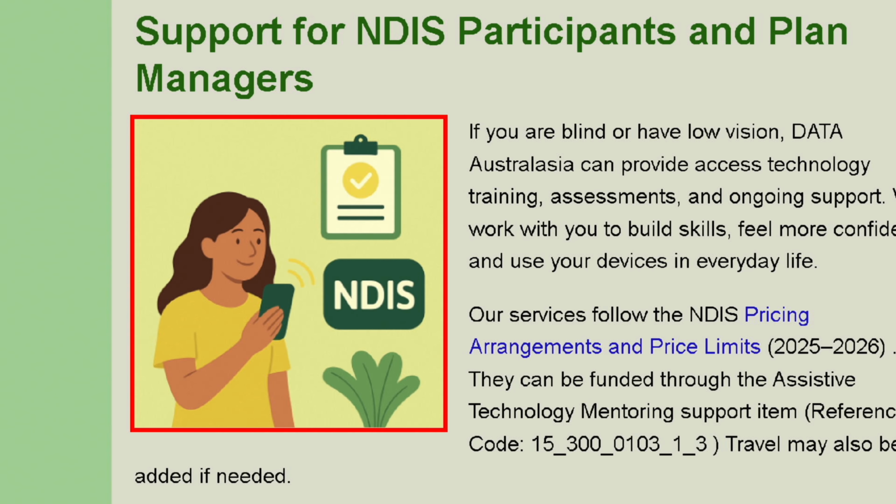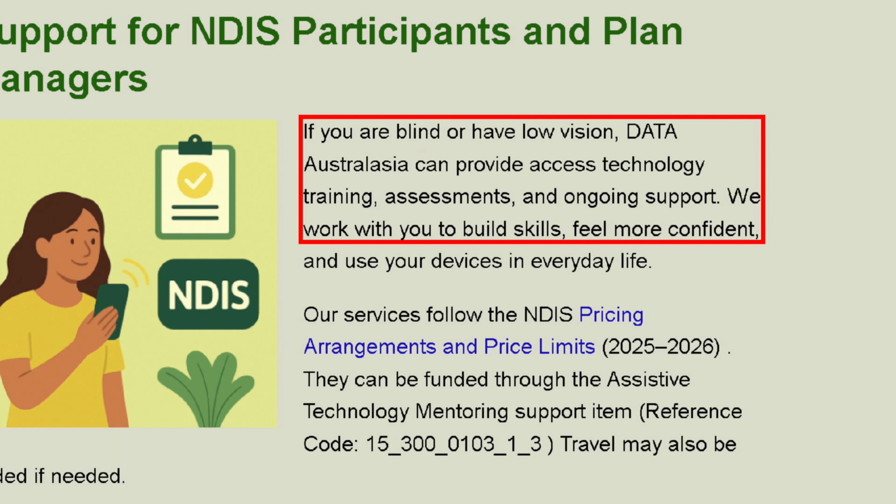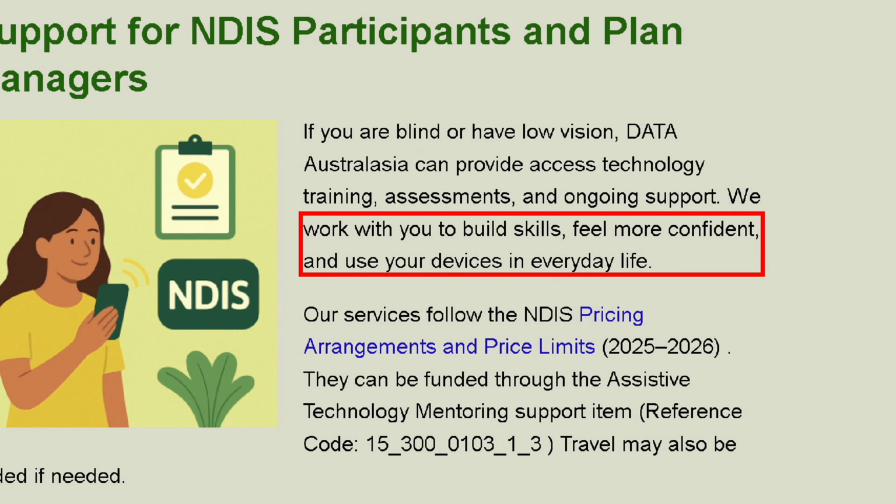The next time I go down, a sighted person at this stage might say to a blind person, go right, or the world will end. No, the blind person's going to go down to the next element, which is paragraph text. If you are blind or have low vision, Data Australasia can provide access technology training, assessments, and ongoing support. We work with you to build skills, feel more confident, and use your devices in everyday life. So whilst the image and the paragraph text are in the same p tags, it is the next entity within that tag.